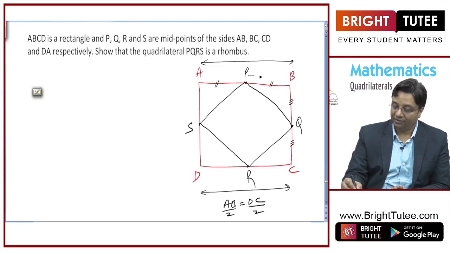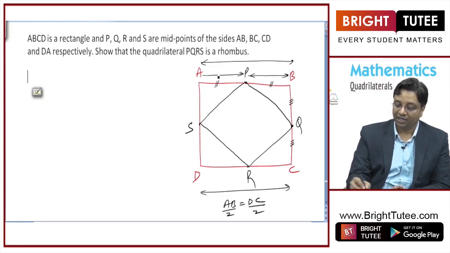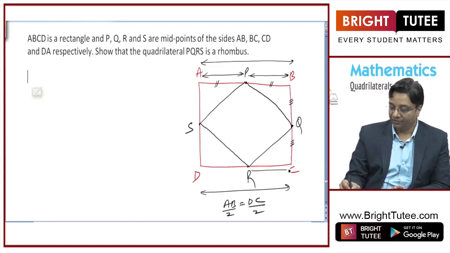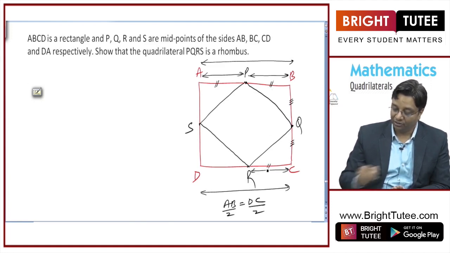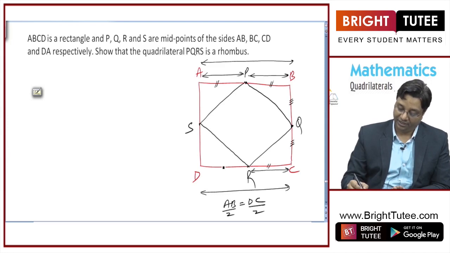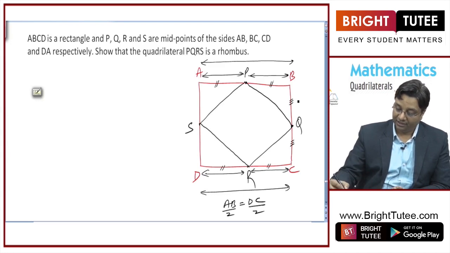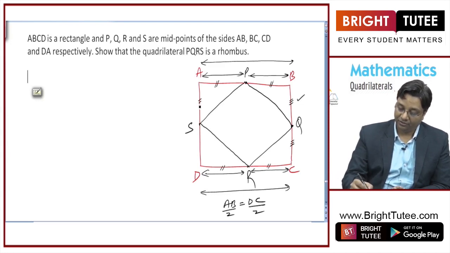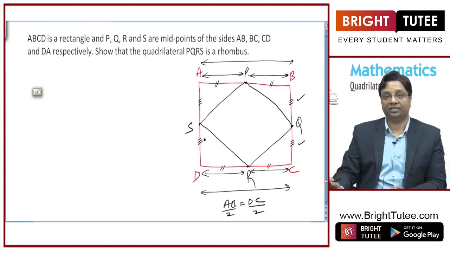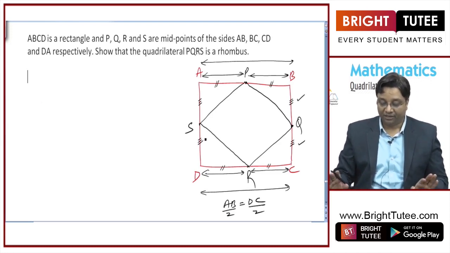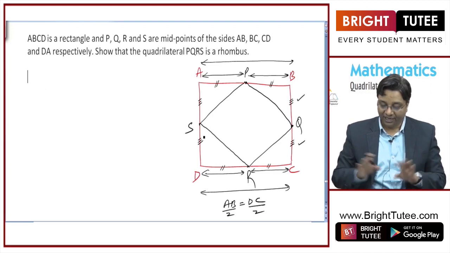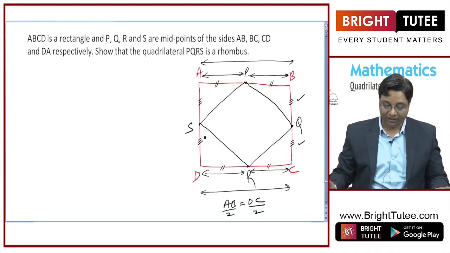This is half of AB, this is also half of AB, this is half of DC, so it will be equal to PB. So I am marking it by 2 cuts here. Similarly this will also be equal because R is the midpoint of DC. Similarly this segment will be equal to this segment, and this segment will also be equal to this segment. Now I have marked my figure and I know which segment is equal to which segment.